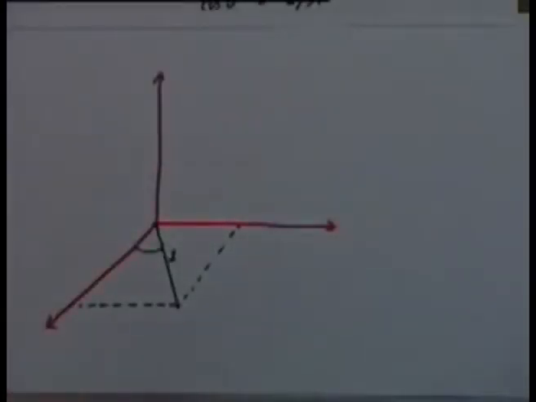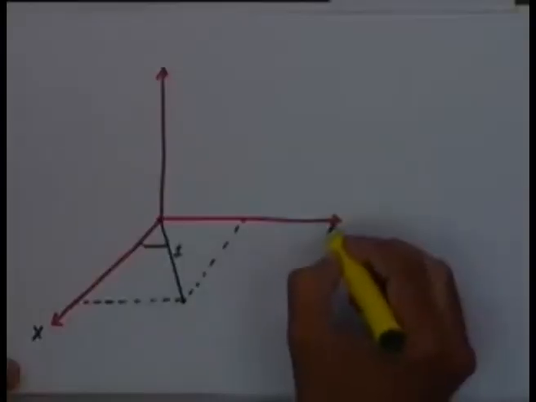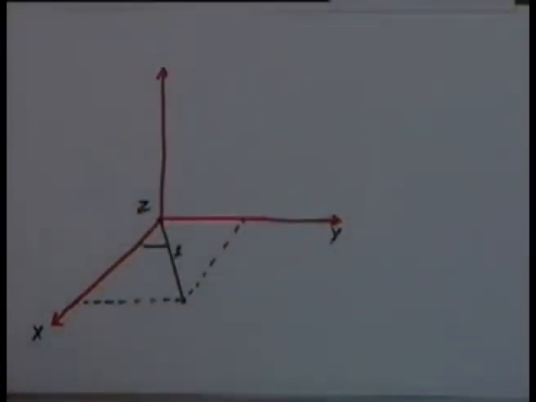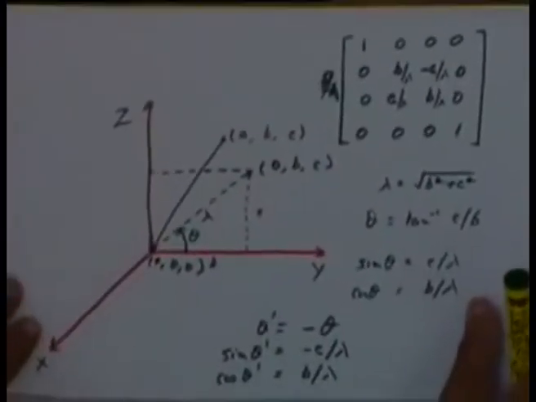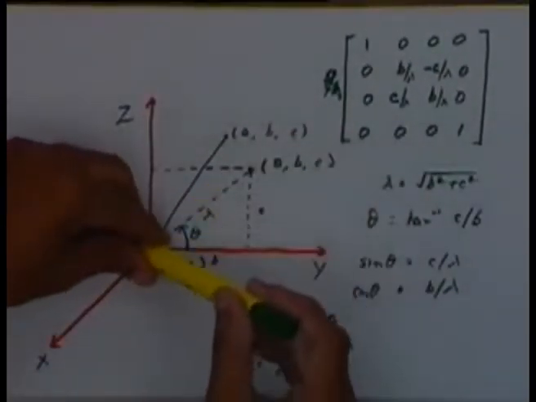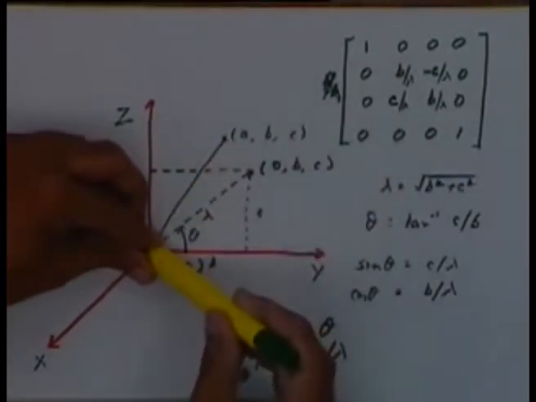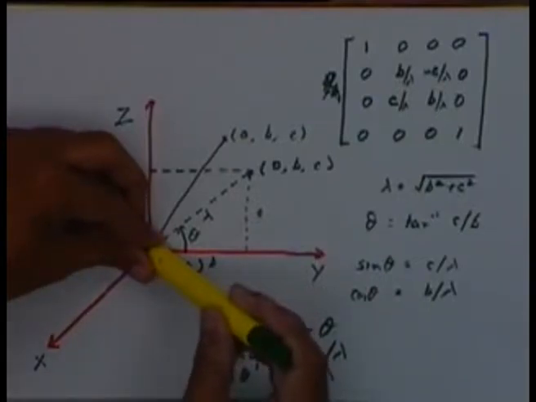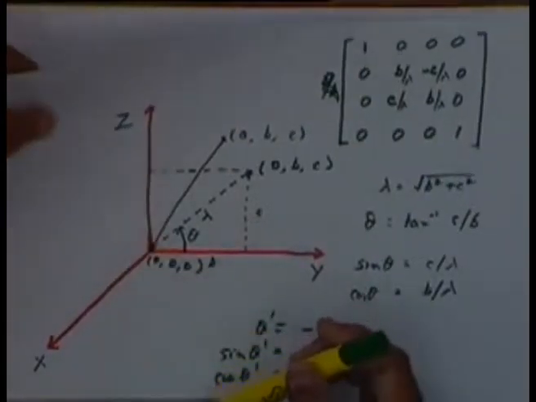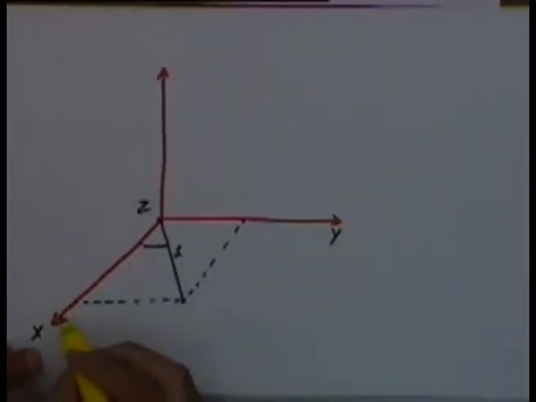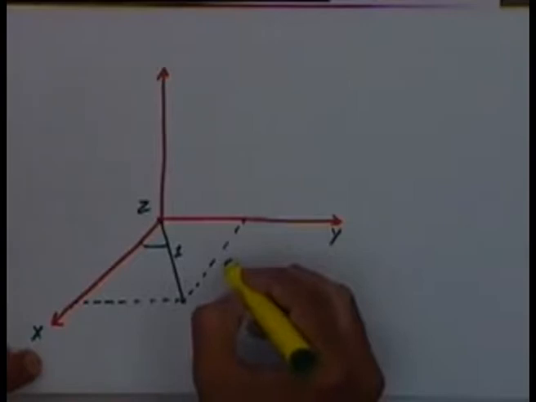The x coordinate will remain the same. Why? Because we are rotating it about the x axis. When we took this vector, we rotated it about the x axis. So if I am taking this vector and rotating it about the x axis, the x coordinate remains the same. You can find the y coordinate out now. So the x coordinate, that is this distance, would remain to be a.